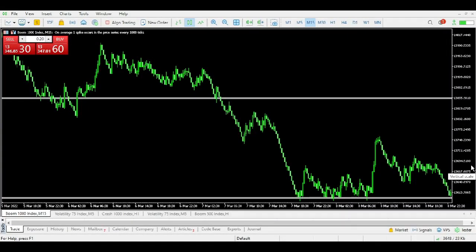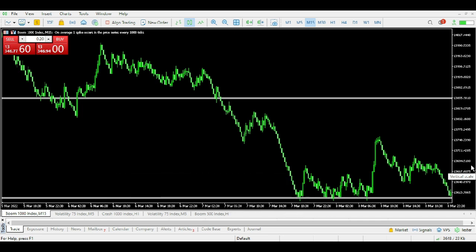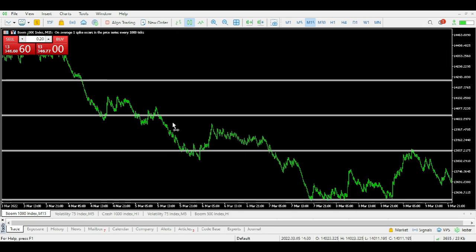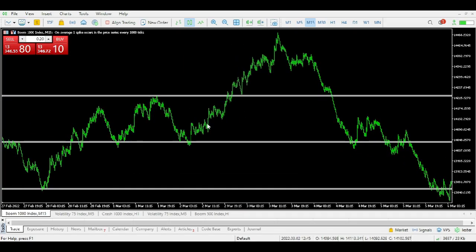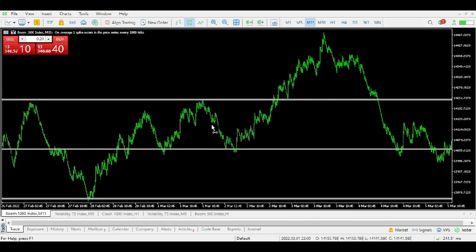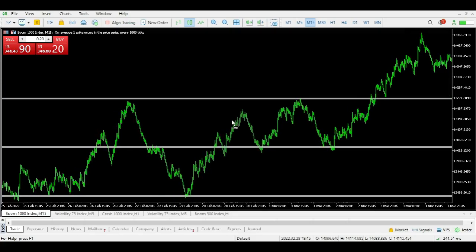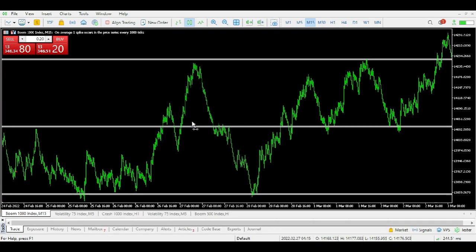Hi guys, somebody asked me to create a robot that can potentially trade Boom 1000 and show you how you can possibly do that using the free EA builder that I showed you yesterday. Go and check out the video from yesterday if you do not know what I'm talking about. I'll give you a moment to go back and check it out, otherwise you can come back with an understanding of what we are talking about.